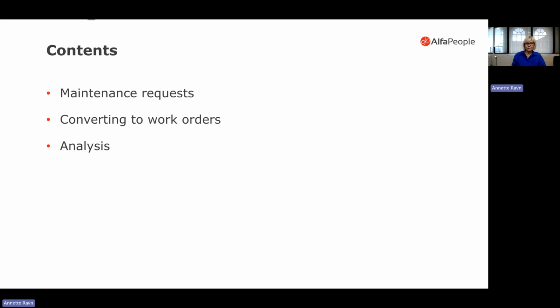In asset management, the way that we handle unplanned maintenance is through the concept of a maintenance request. A maintenance request is simply a way to register or report that we've seen something that might or might not require a work order. So it's a step before the work order. Then I will show you how we can convert it into a work order, and I'll also show you some analysis tools that are available for handling this.